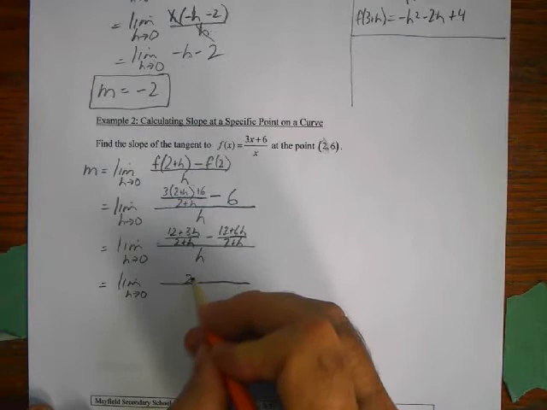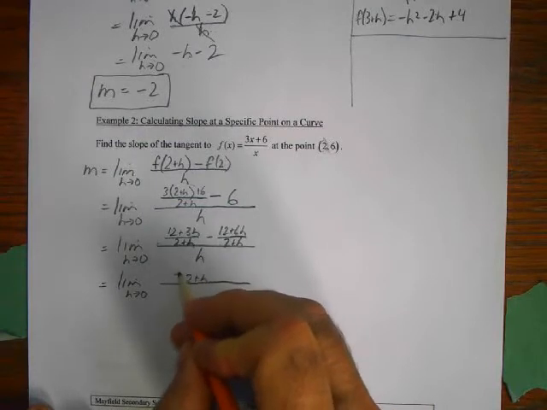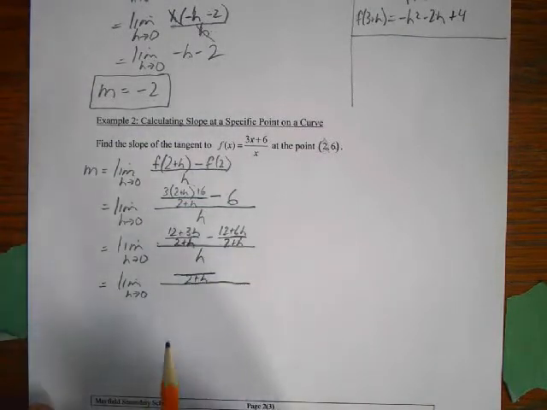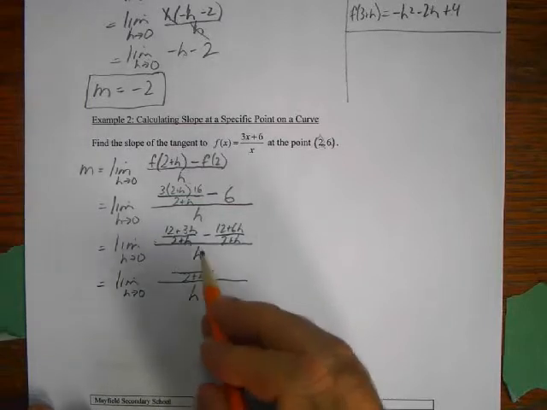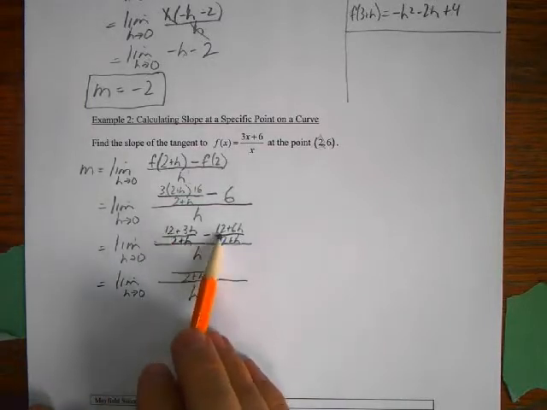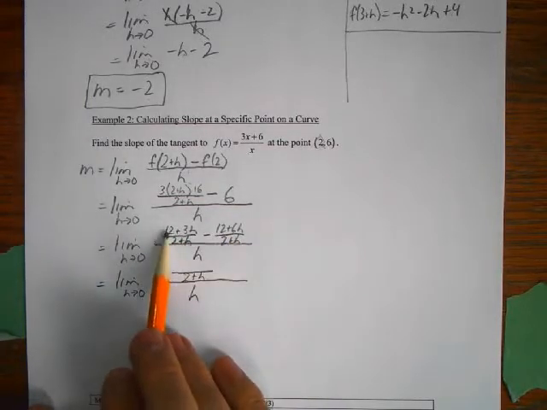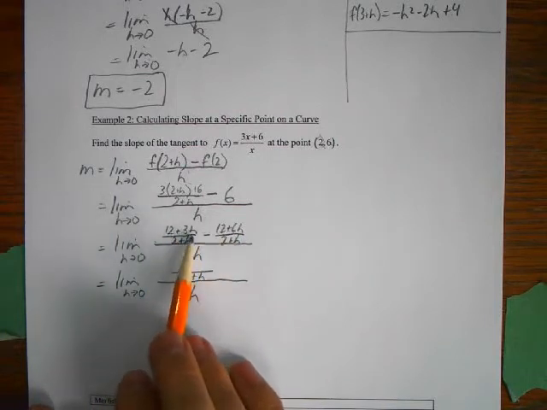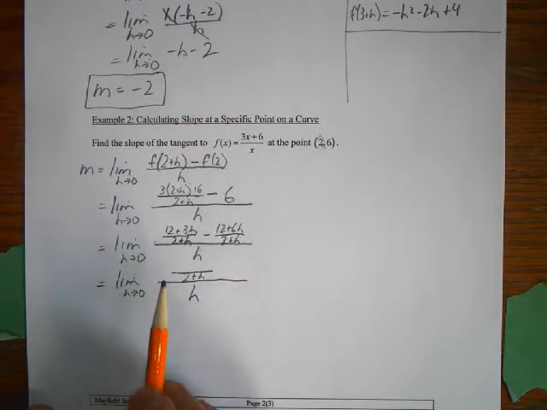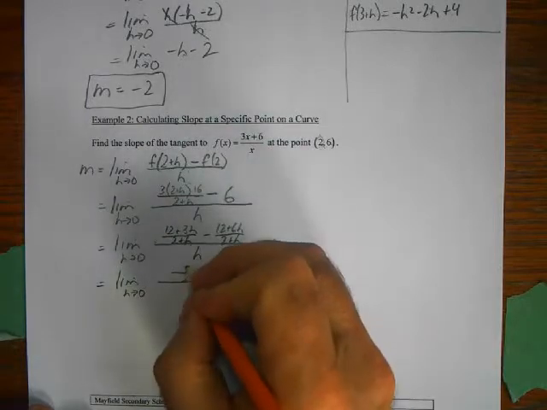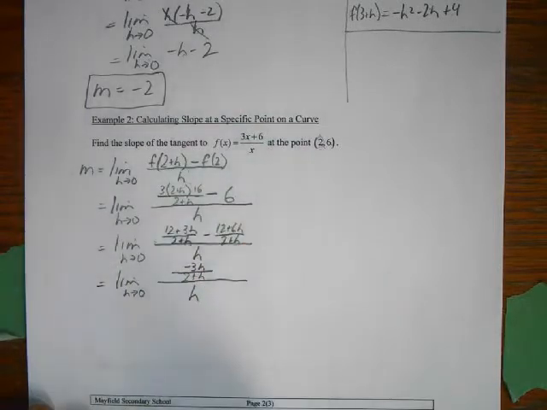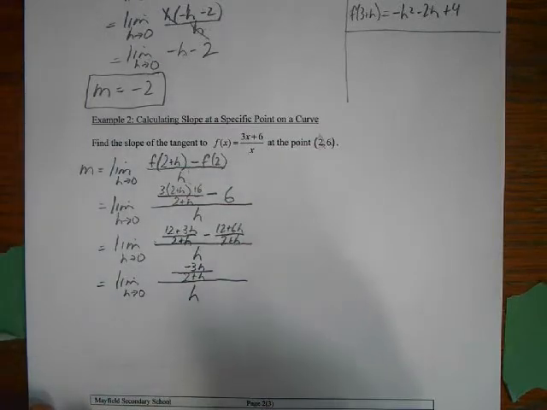So we got 2 plus h on the bottom of the numerator. We got an h on the bottom. Okay, so we're basically subtracting, so be careful. So we have 12 minus 12, they cancel out. We have 3h minus 6h, so that's negative 3h. Okay, so that's not too bad to work with at this point.